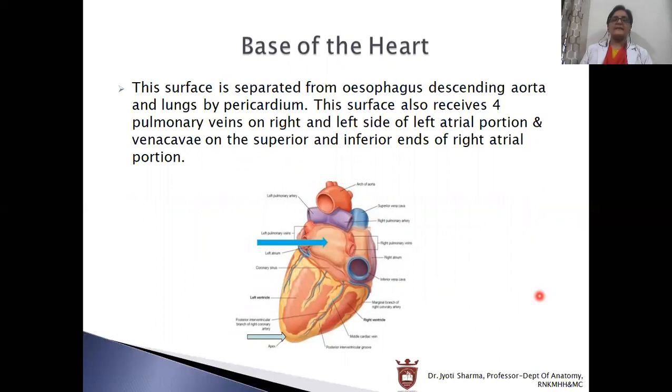This surface is separated from the esophagus, descending aorta and lungs by pericardium. This surface also receives 4 pulmonary veins on the right side and left side of the atrial portion, and vena cava on the superior and inferior ends of the right atrial portion. We can see the base of the heart and the apex of the heart here.